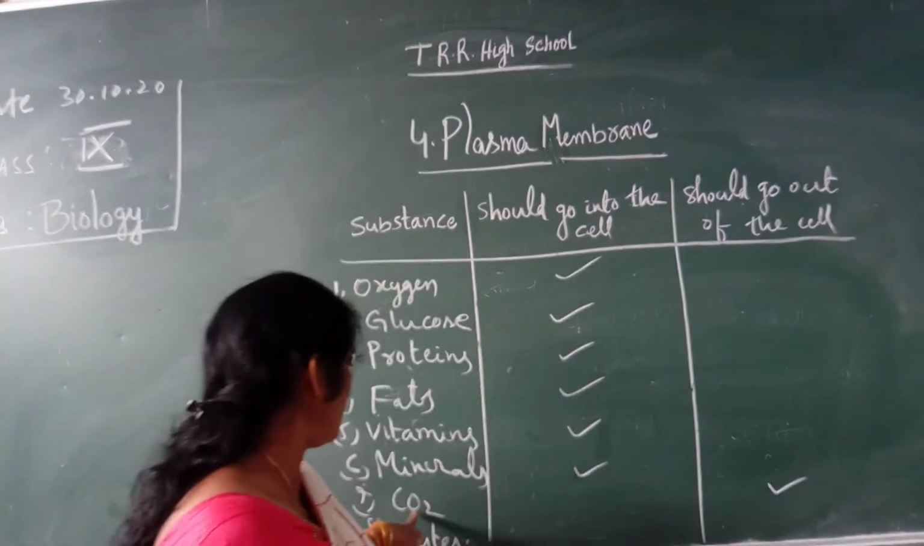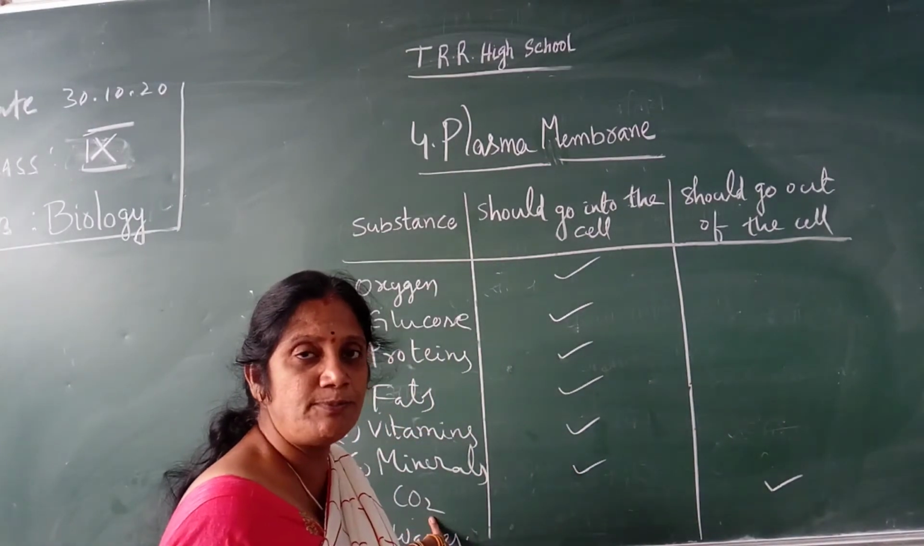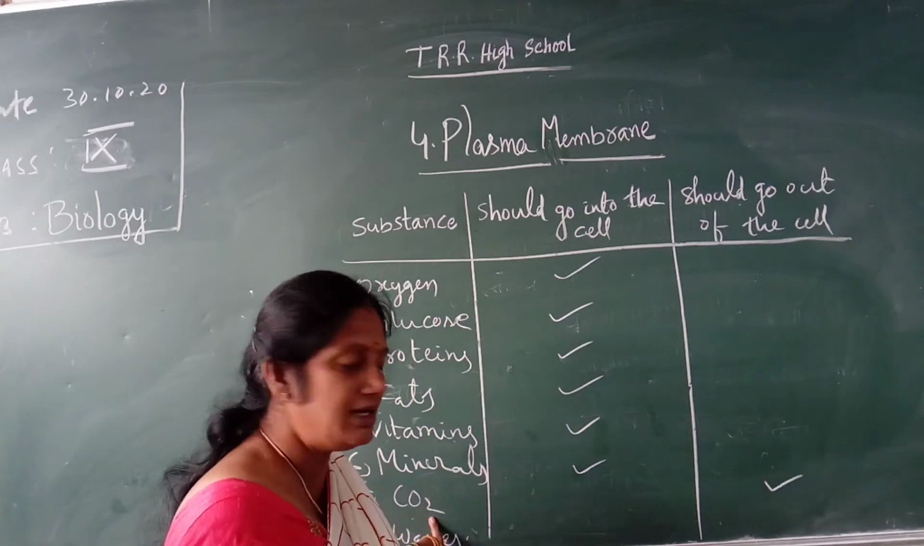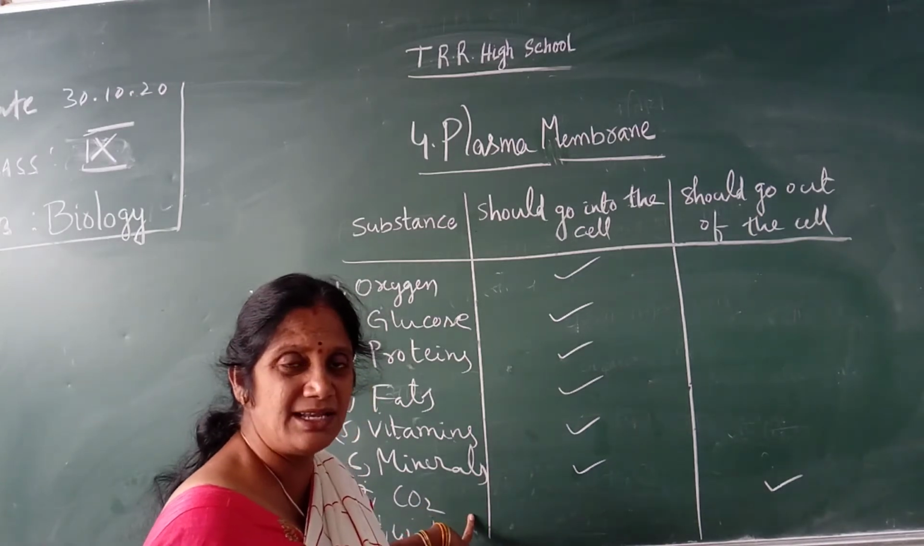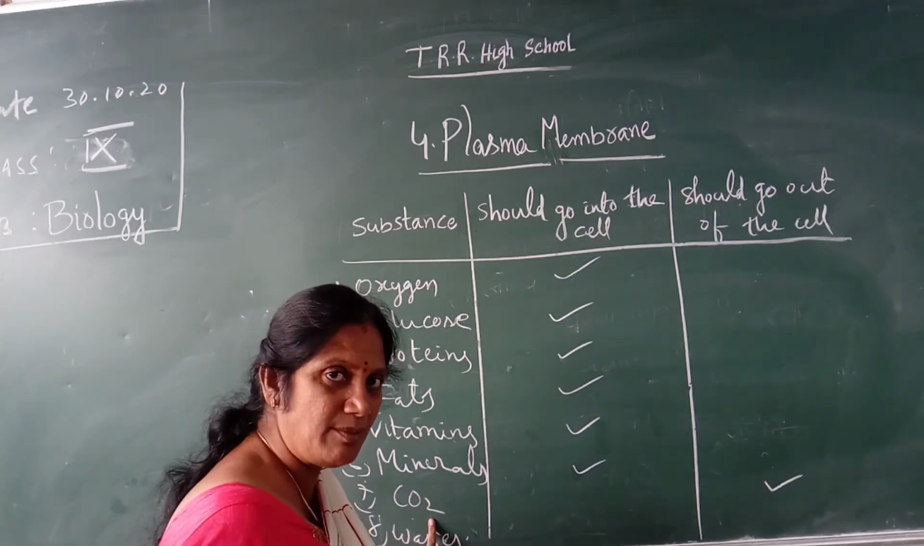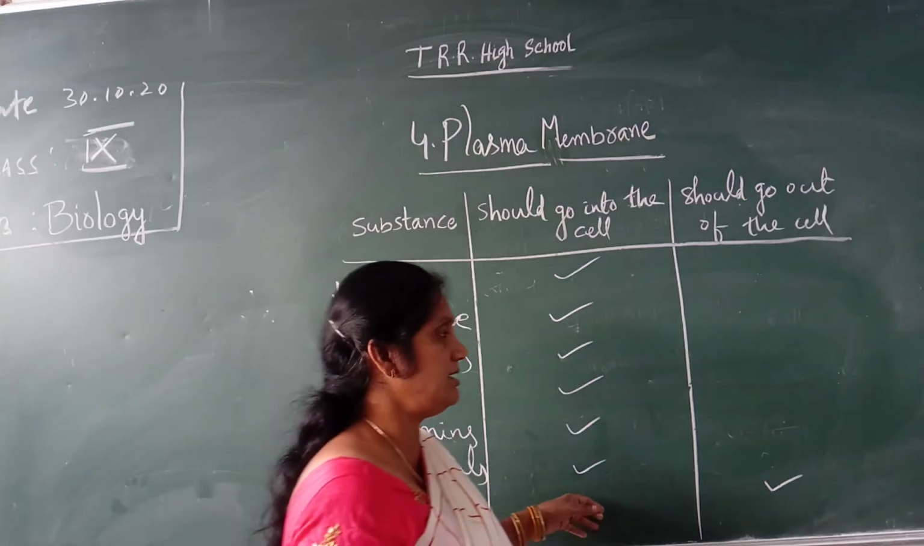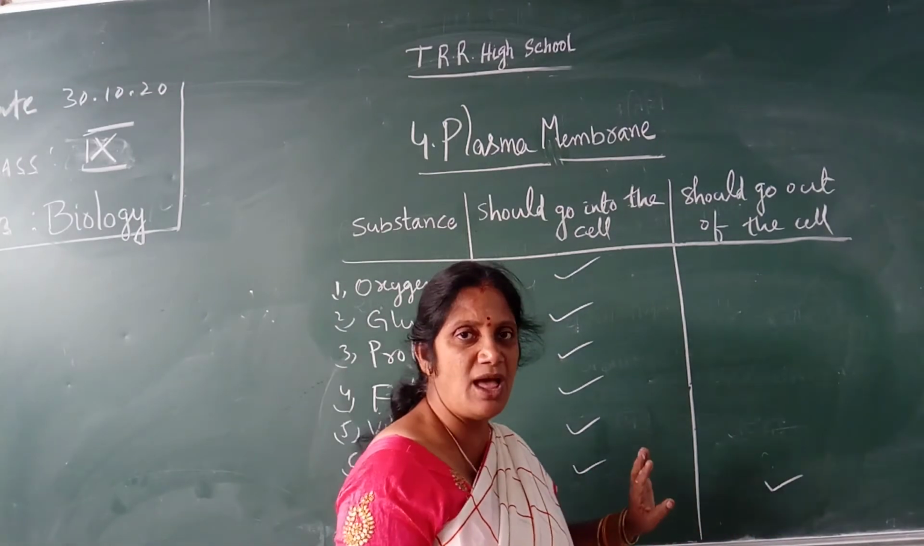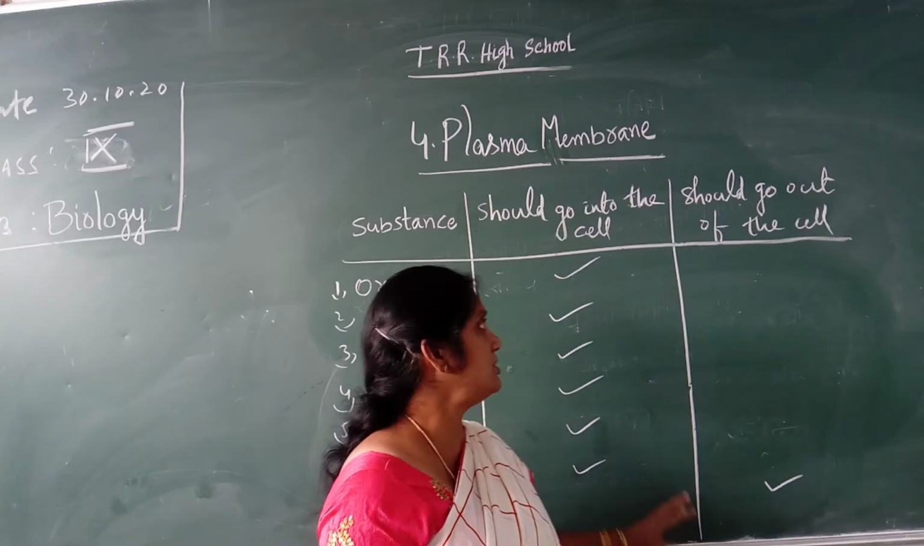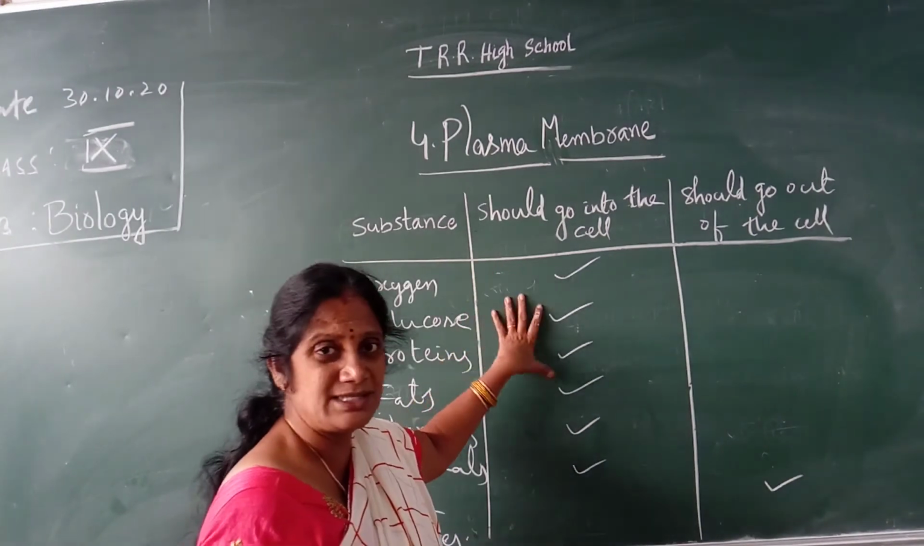But you see, in case of plants, in the daytime they need carbon dioxide. Plants need carbon dioxide during the daytime, and at night time it should be passed out from the cells. Okay, so this is about your first table.